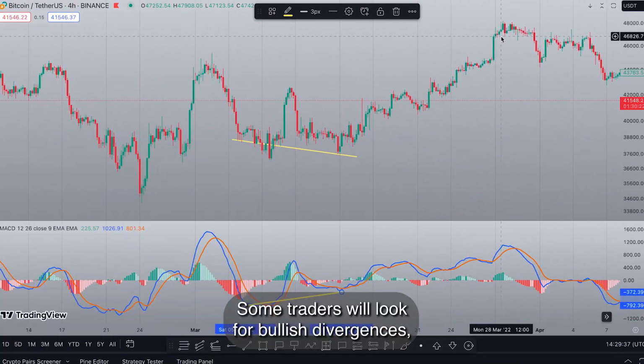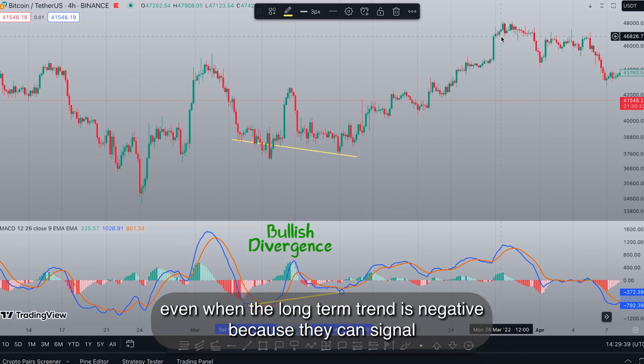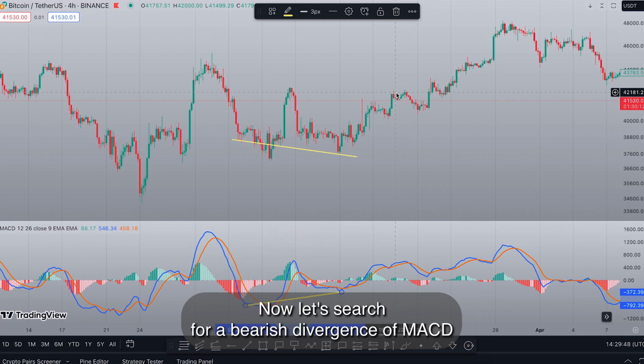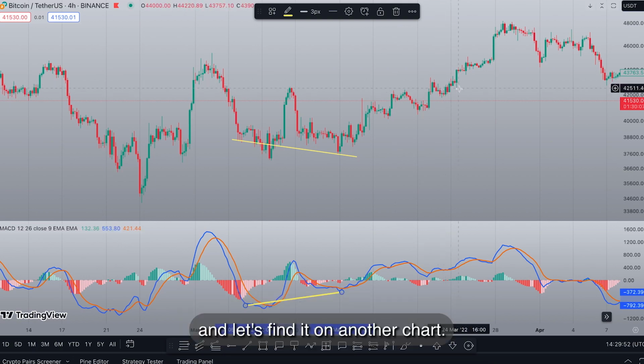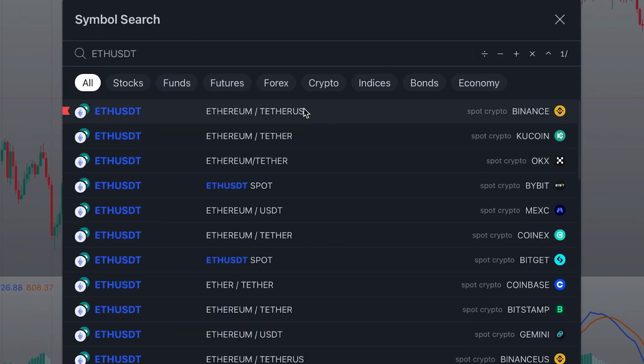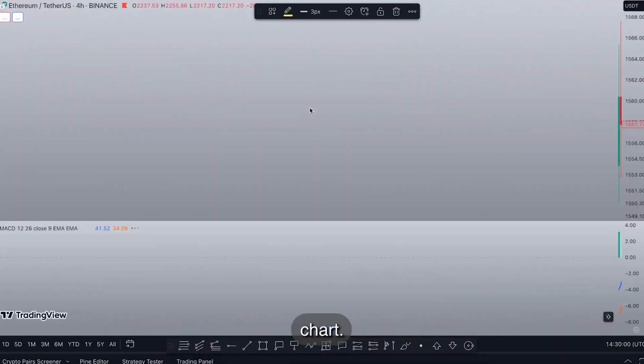Some traders will look for bullish divergences even when the long-term trend is negative because they can signal a change in the trend, although this technique is less reliable. Now, let's search for a bearish divergence of MACD and find it on another chart. For example, let's go to Ethereum's chart.